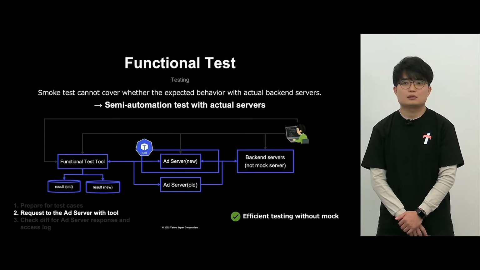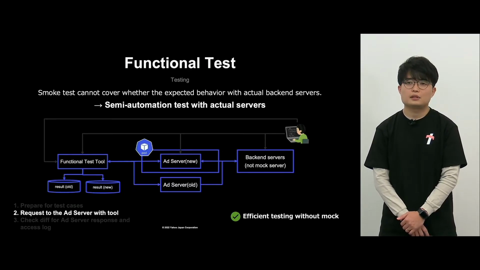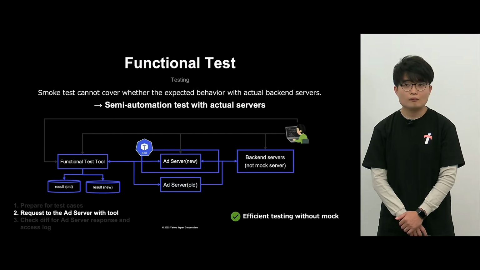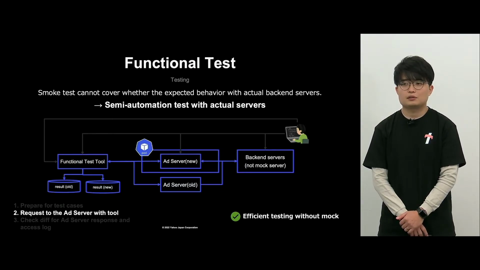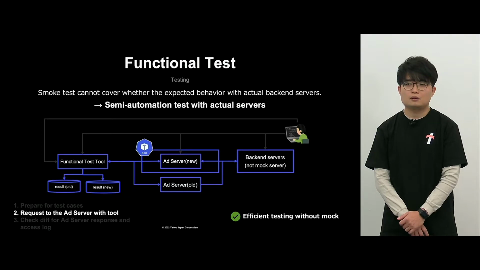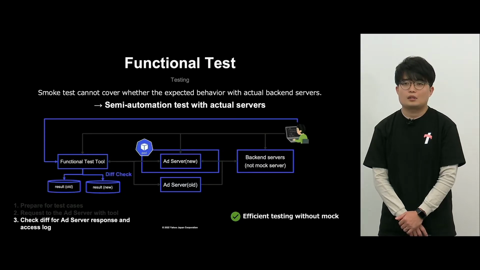Next, we execute the function test tool in the local environment and add requests to the old and the new systems. When the ad server finishes processing, the test results will be provided, and after the ad server processing, the test results will be output.